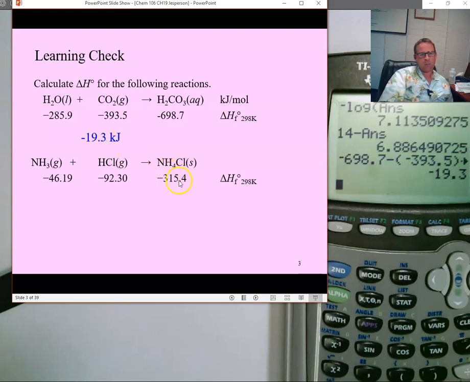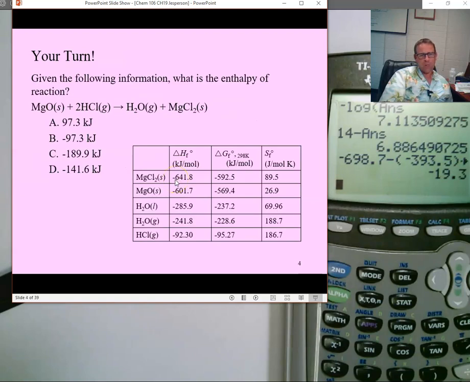Same thing, negative 315 minus the negative 92.3, negative 46.19. All of these are coefficients of 1, 1, 1, 1, 1, 1. So the delta H of formation is just that value right there. But remember that the delta H of formation energies are per mole of material. So if these had coefficients, you'd have to multiply those values by those coefficients.